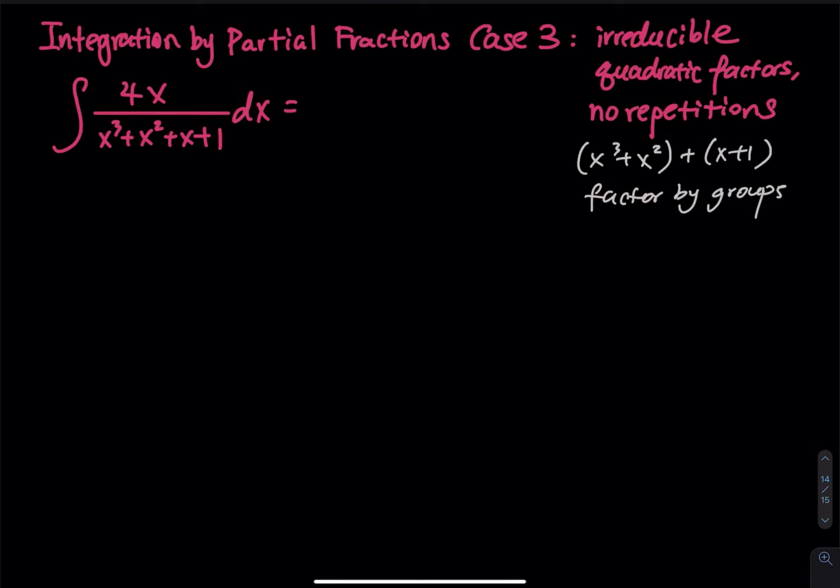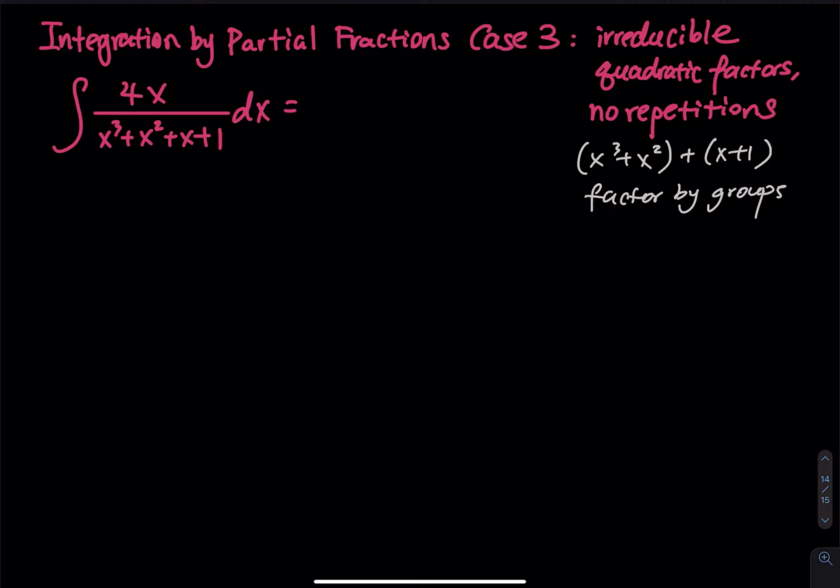Integration by partial fraction case 3: there are irreducible quadratic factors in the denominator, and the quadratic factors have no repetition. If you take a look at the red integral, there are no factors yet. The reason I picked this problem is because I want to review how to factor by groups. When you see four terms, the only way to factor is by groups. So you group the first two terms, the two terms with the highest power, and the last two terms.